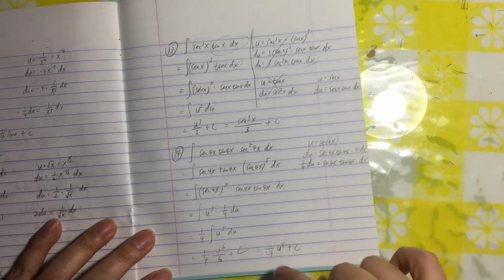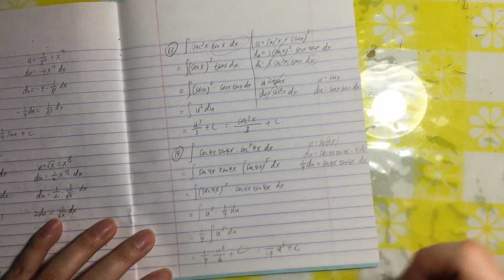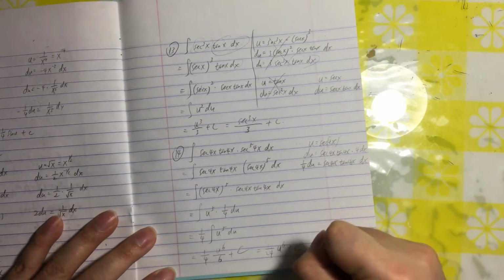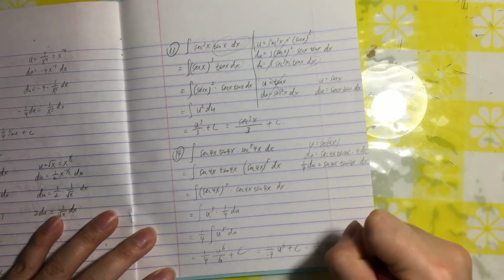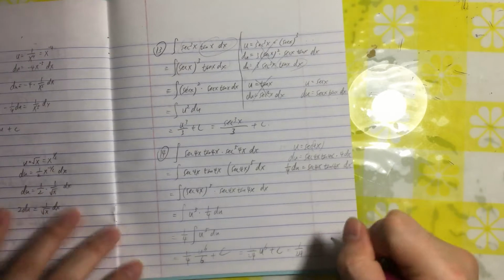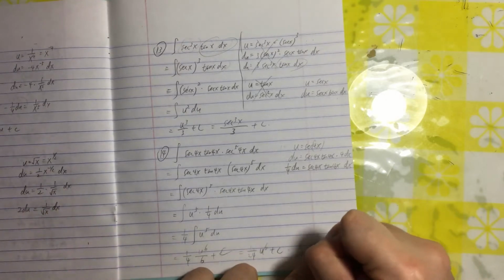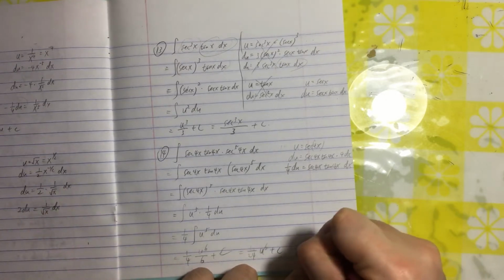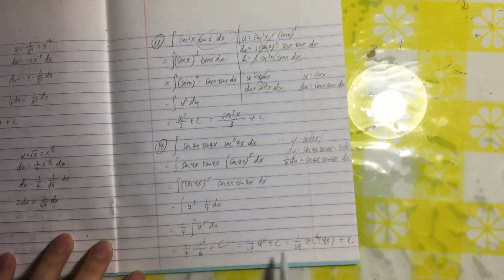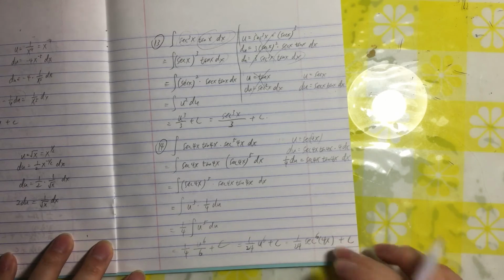For the final answer, replace u with secant. So the final answer is 1 over 24 times secant to the power 6 of 4x plus c. That's the answer to this integral.